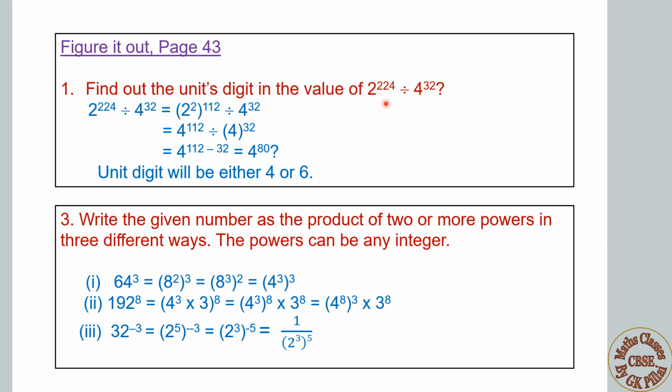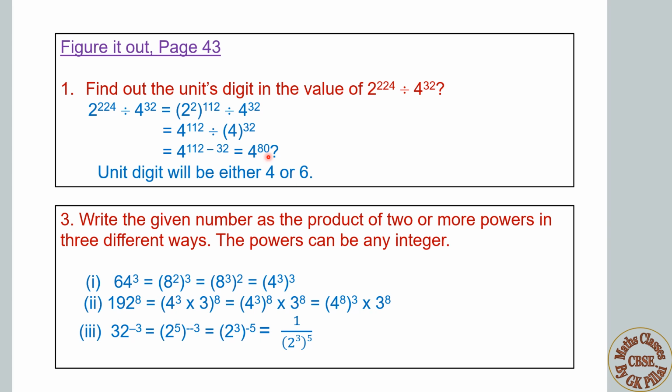2 to the power of 224 is nothing but 2 raised to the power of 2 whole power 112, that is a to the power of m whole power n. So this will be 4 to the power of 112, since 2 squared is 4, and this will be 4 to the power of 32. Now you can subtract the powers because it is a division sign. 4 to the power of 80. Now 4 raised to the power of any even number.